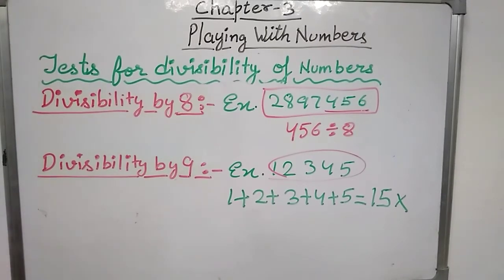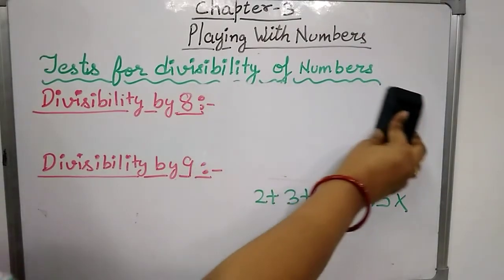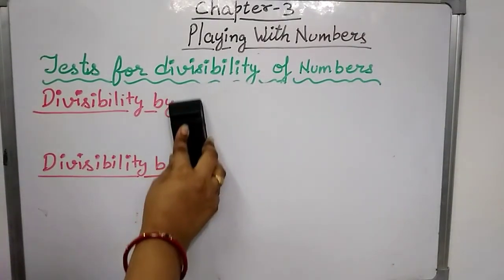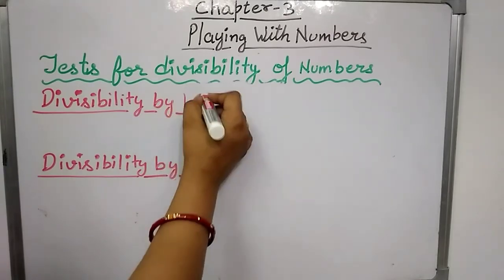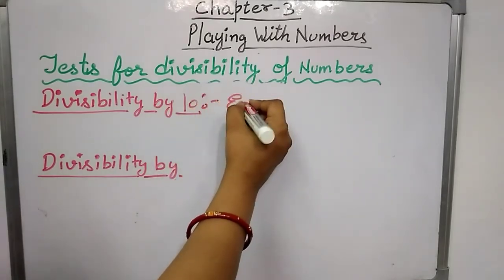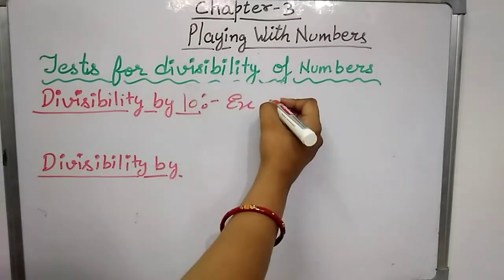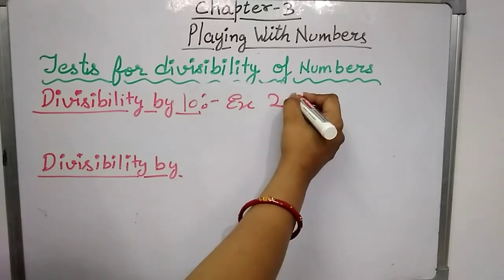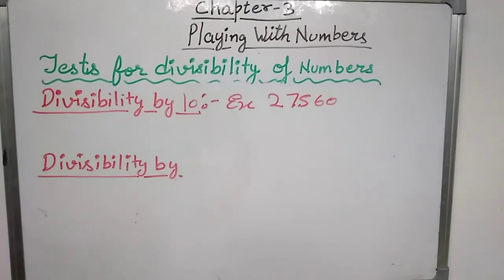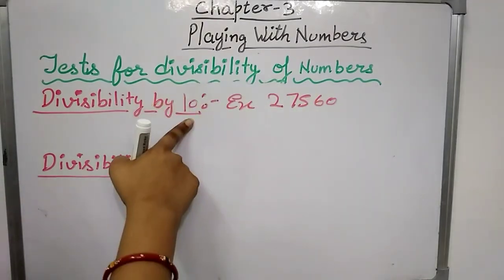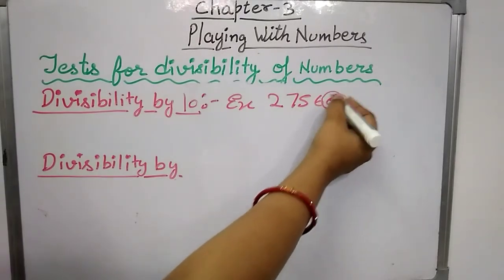Last two divisibility tests are divisibility by number 10 and divisibility by number 11. So for number 10, we all know any number which have 0 at units place, that will be divisible by 10. So the only test for number 10 is units digit should be 0.